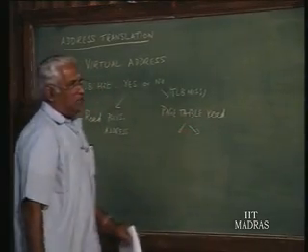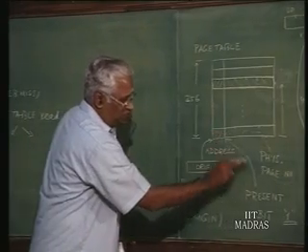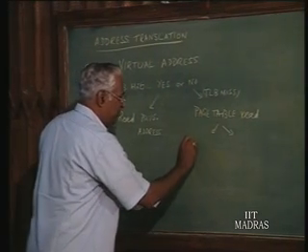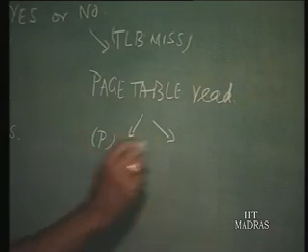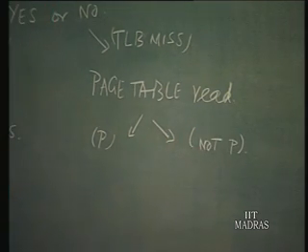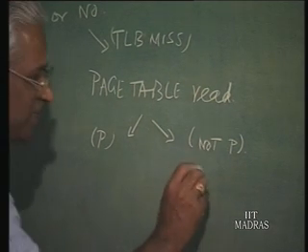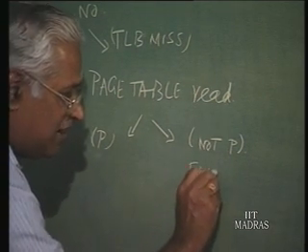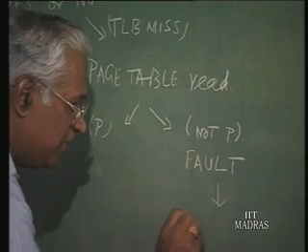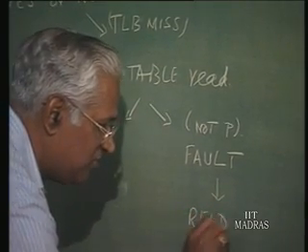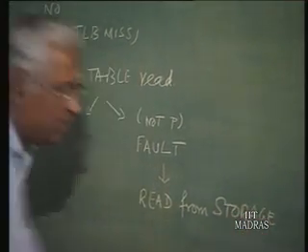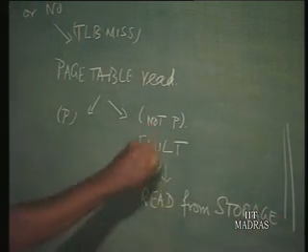Now, the page table read, what is it? There are two things. The page table indicates whether that particular page is present or not. So, depending on whether the page is present or not, let us say the page is present, the other one, the page is not present. Now, why do not we take the easiest case out? In case the page is not present, it is the same as a page fault occurring. Then read from storage, that is, this one is not available in the main memory. So, we have got to discuss this issue later.